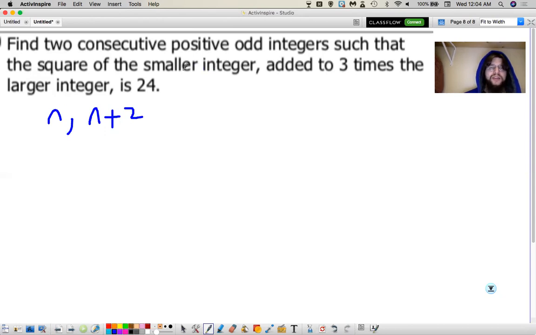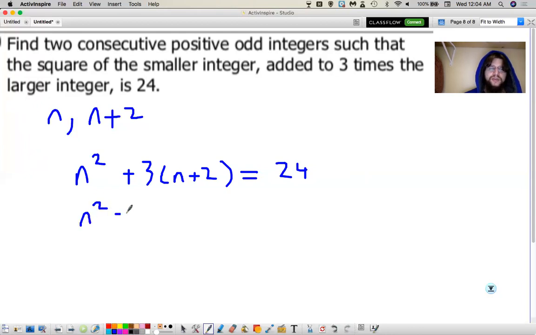So now let's read all this mumbo jumbo. The square of the smaller integer added to 3 times the larger integer is 24. Okay, the square of the smaller integer. Which one's smaller if it's positive, n or 2 more than n? Oh yeah, the one that's just n and not 2 more than n. Added to 3 times the larger integer is 24.